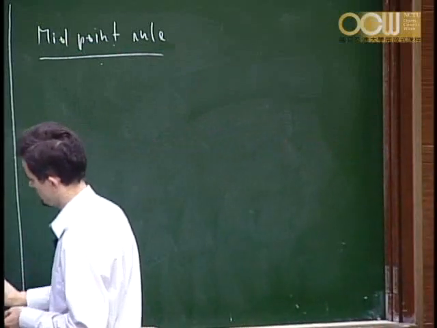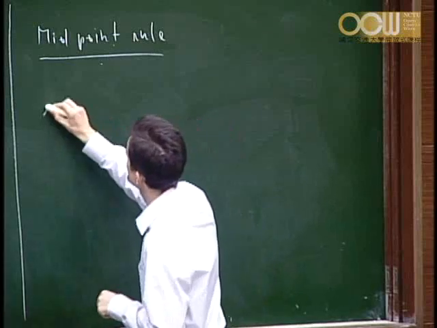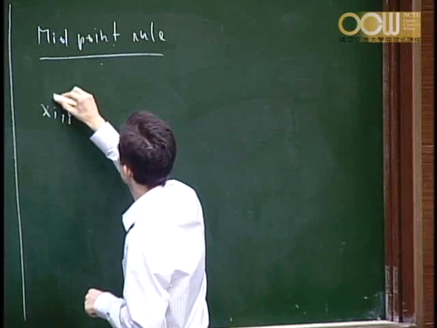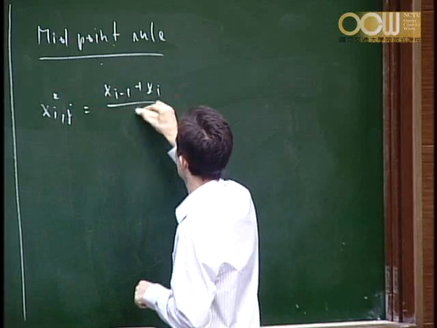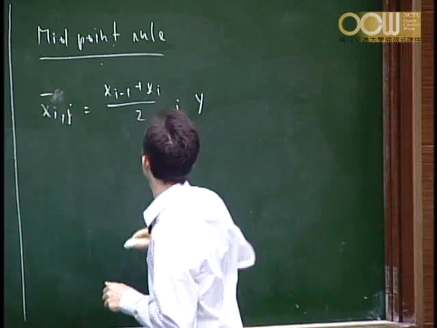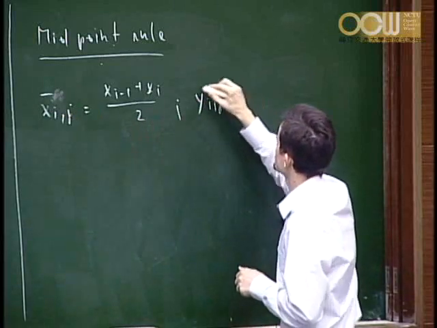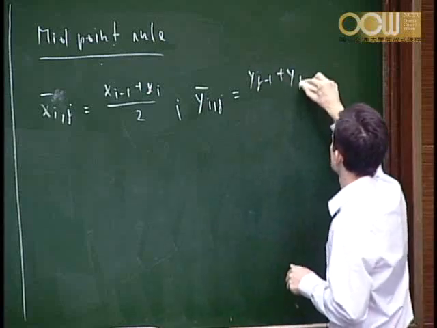of those rectangles. So what you choose is x_ij bar equal to (x_{i-1} + x_i)/2, and y_ij bar equal to (y_{j-1} + y_j)/2.